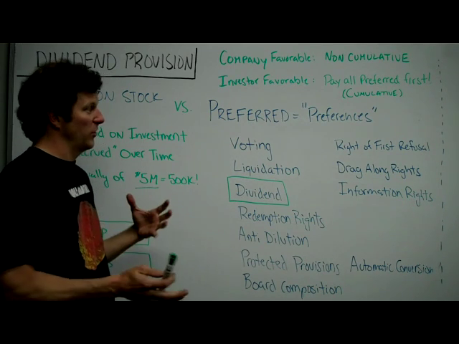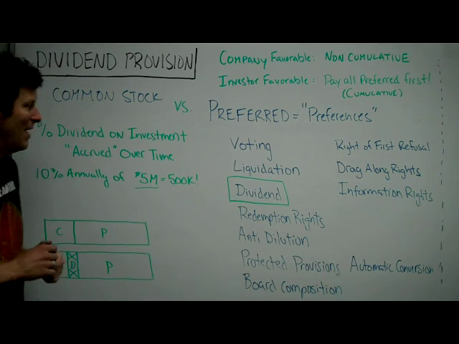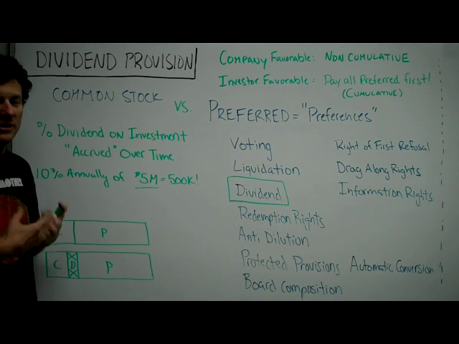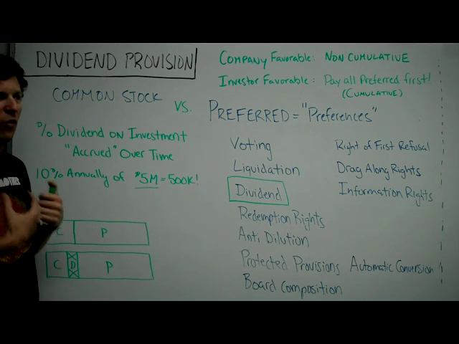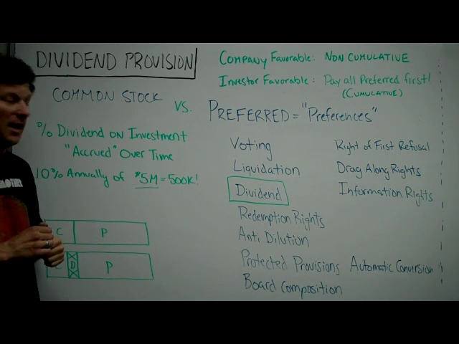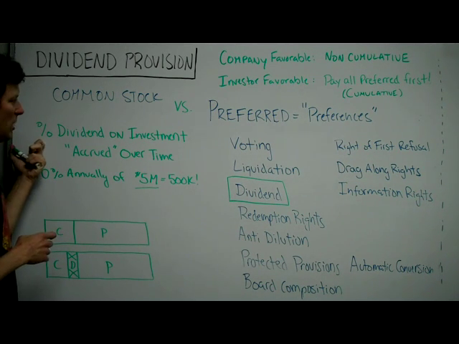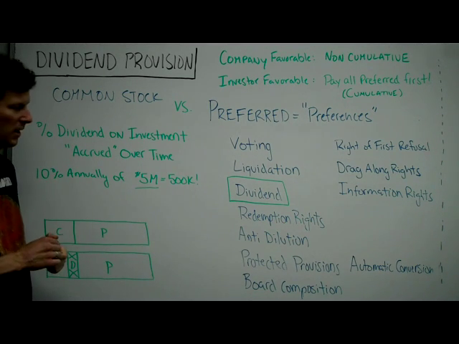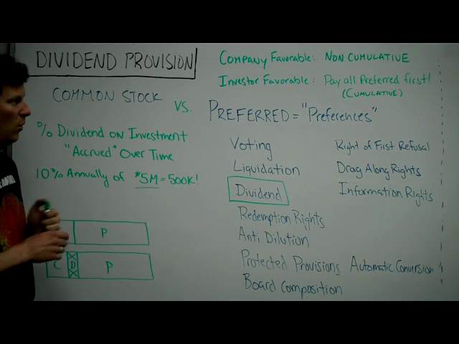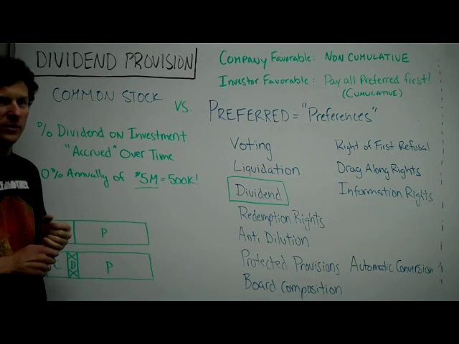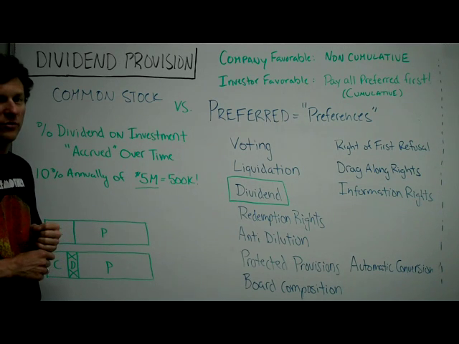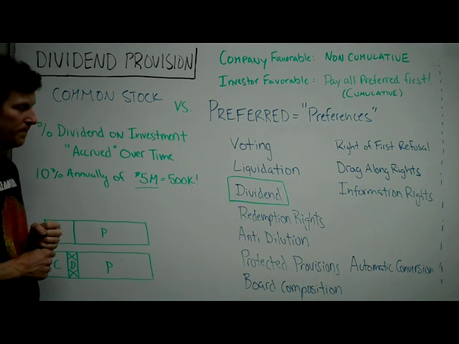It's dividend provision, meaning that when I invest money in a company and I become a preferred stock shareholder, as the investor, I force the company to pay me a dividend on the money that I invest. So it's a percentage of my investment that's either accrued over time or not accrued over time. And that's an important difference. The one accruing over time is referred to as a cumulative dividend, and not accruing a dividend over time is referred to as non-cumulative dividend.